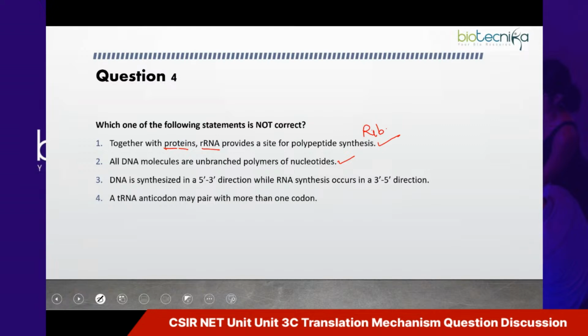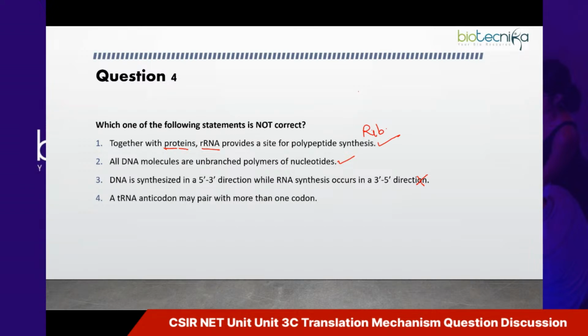Option 3: DNA is synthesized in the 5' to 3' direction, while RNA synthesis occurs in the 3' to 5' direction. That is absolutely wrong, because whether it is DNA or RNA, the formation of the polymer requires a phosphodiester bond. Whenever a phosphodiester bond is formed, the incoming nucleotide's 5' phosphate attacks the 3' OH of the last nucleotide in the chain. So synthesis of DNA or RNA is always in the 5' to 3' direction only.